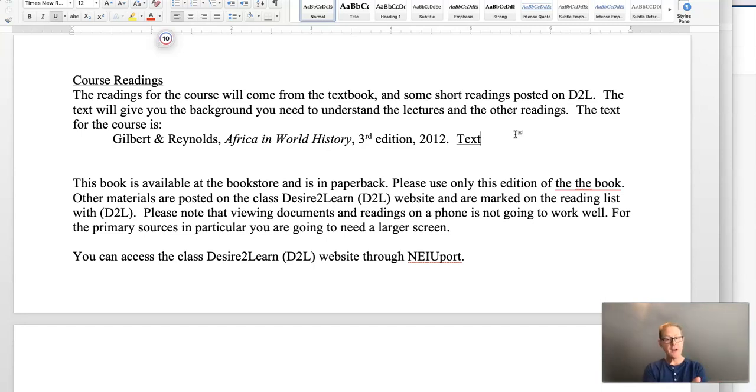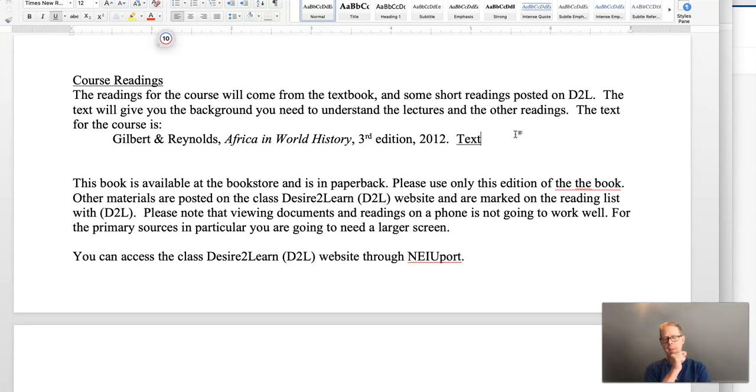You're going to need to start reading it right away. You actually have a section of it this week. In addition to that, I'm going to put other documents on the D2L website that you're going to have to read. Now, I'll tell you, I used to use the textbook plus another book plus the documents. I got rid of the second book.